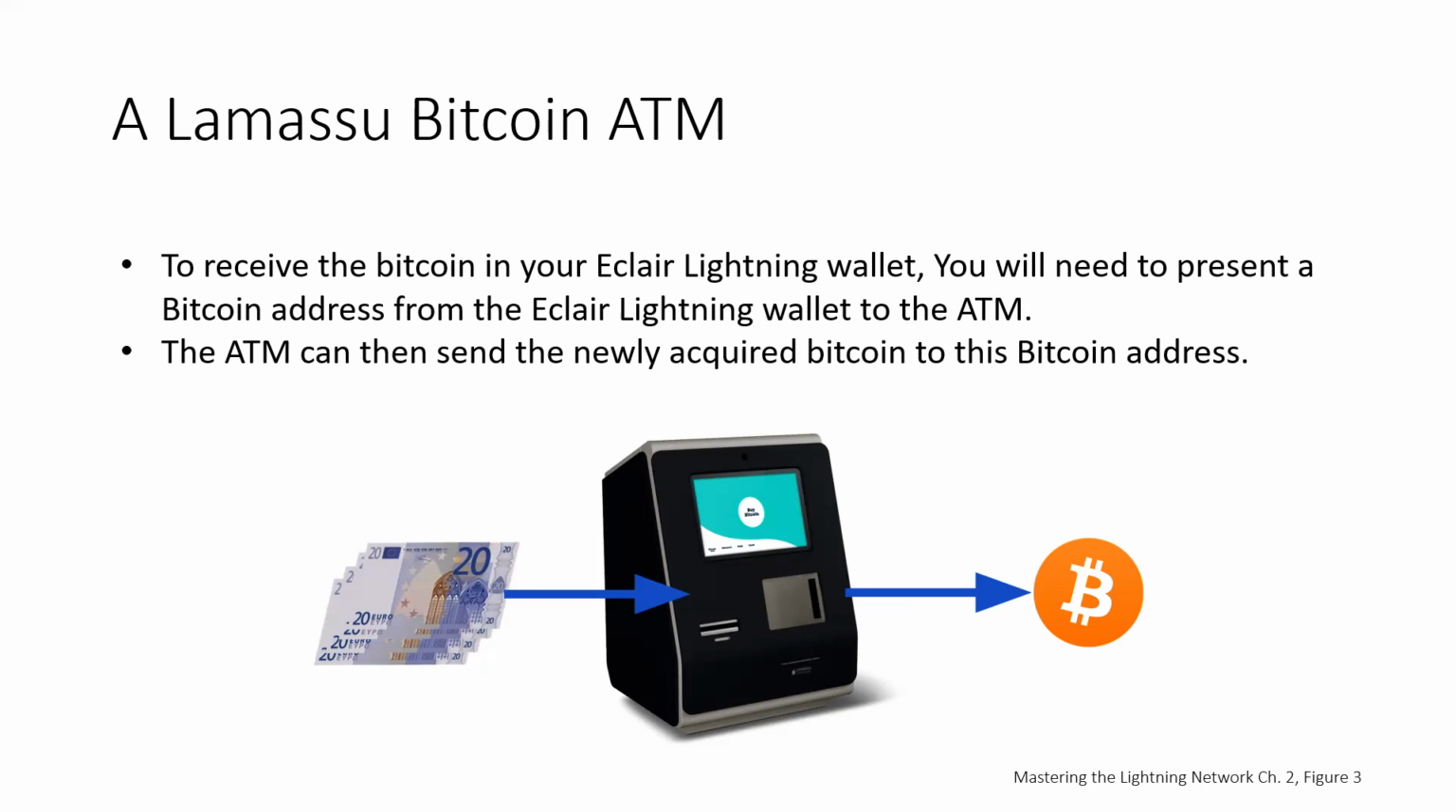Here's an example of a Bitcoin ATM. In this diagram, we've got someone who's going to receive some Bitcoin in a Lightning wallet. They use a Bitcoin address from the Lightning wallet, show it to the ATM, and then the ATM sends the Bitcoins to that Bitcoin address.